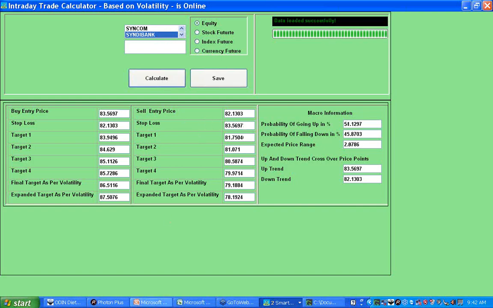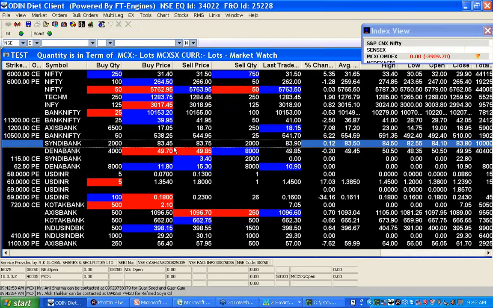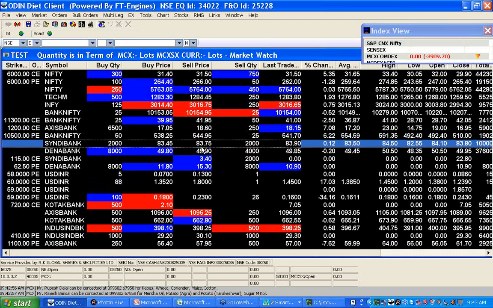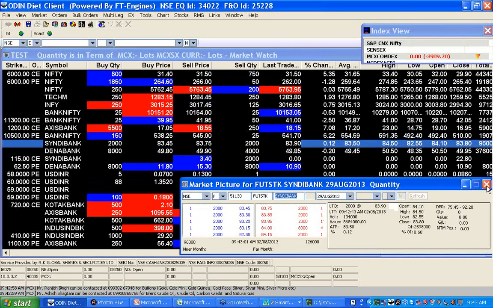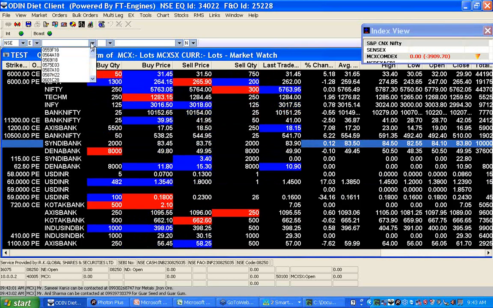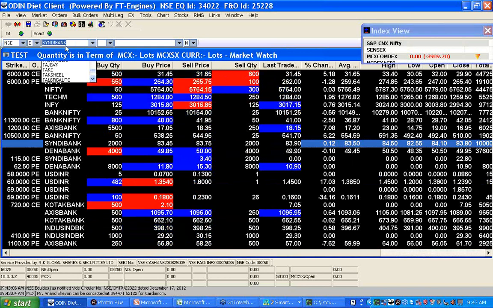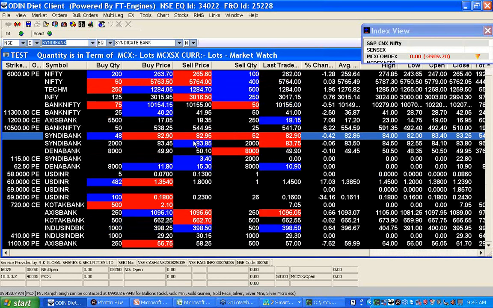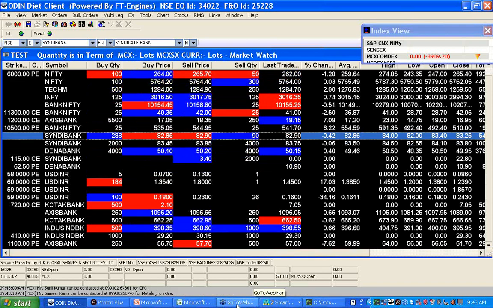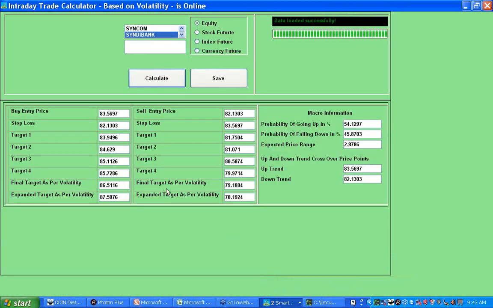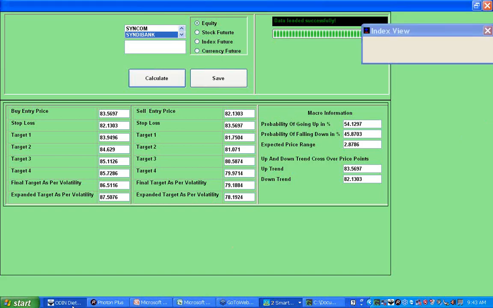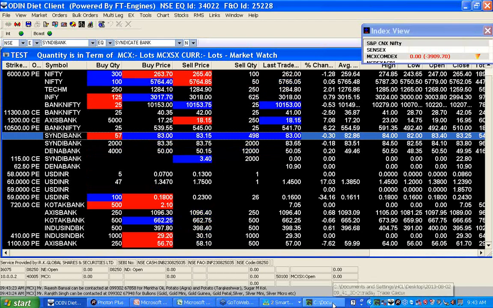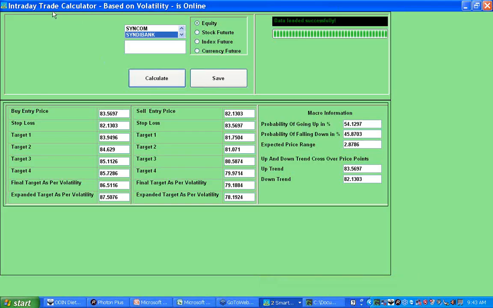So 83.56 and 82.13, 13 paisa, 83.56, and Syndicate Bank. This is a future. Let me take it for the equity. Syndicate Bank, equity segment. 82.90 is the price it is quoting now, and we have calculated 83.56 and 82.13. These are the points of our entry. So now I'll be taking the print screen of this one.